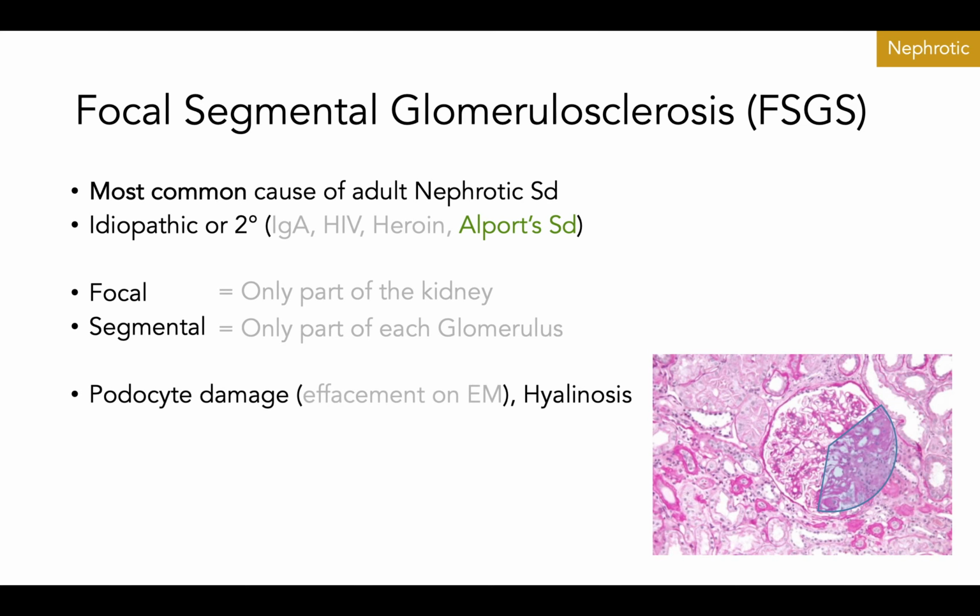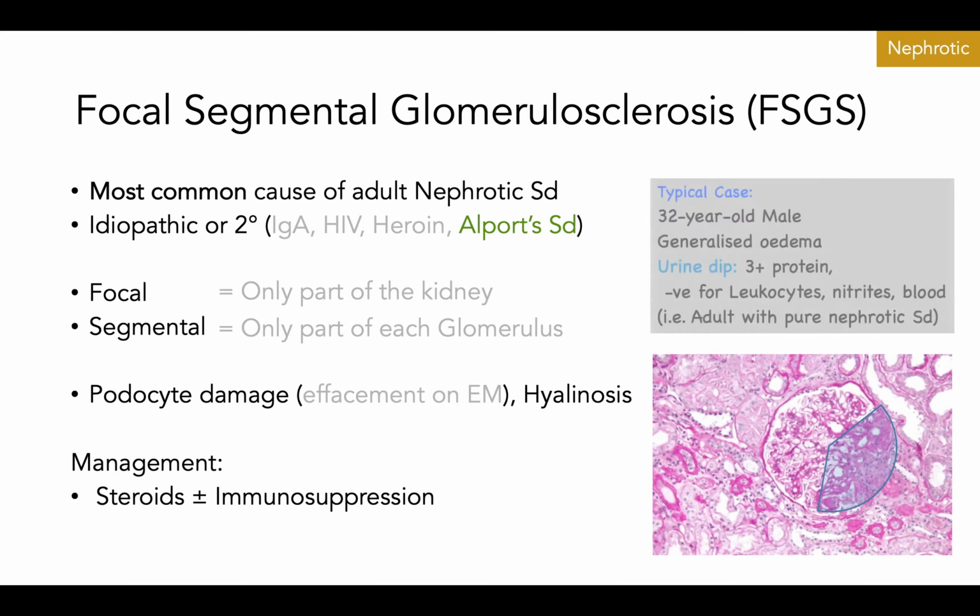If you do electron microscopy in this condition, you find podocyte effacement, very similar to minimal change disease, and there's some debate as to whether FSGS is in fact just a continuation or an adult form of minimal change disease, and you might also see hyalinosis, which is a further state of sclerosis, hyaline cartilage. Management, again, is very similar to minimal change disease with steroids plus or minus immunosuppression. And your typical case here is an adult, perhaps with generalized oedema, so that might be periorbital or ankle oedema, and then a pure nephrotic syndrome, so a urine dip that only shows very high protein. So again, pure nephrotic syndrome in an adult is most likely to be FSGS.